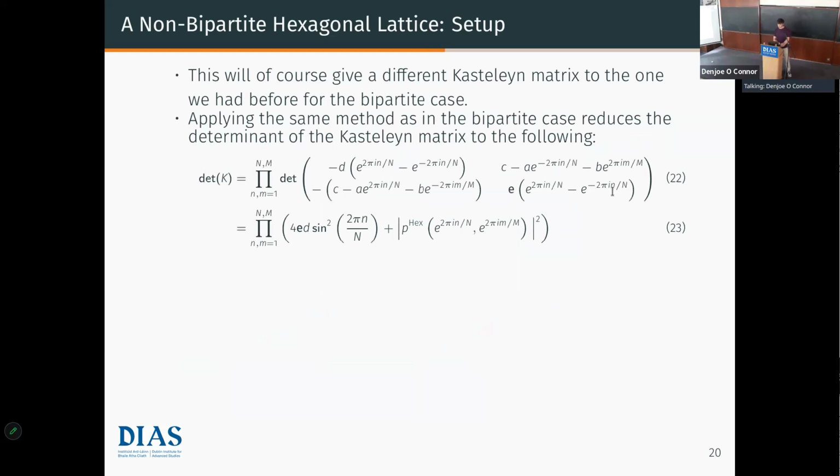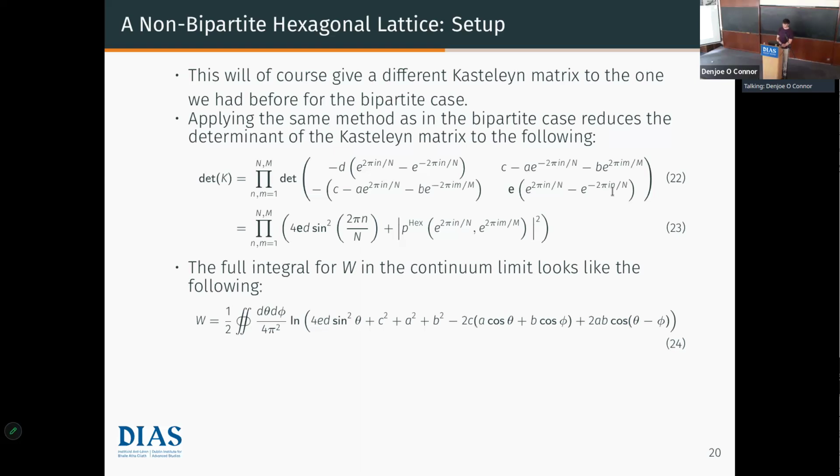So we get that the determinant of the Kasteleyn matrix takes the following form, where E in bold is denoting the E-type bond, and just regular e is Euler's number. So it's a product over these determinants, and then the full integral for W in the continuum or thermodynamic limit looks like the following. So it's a bit messy.